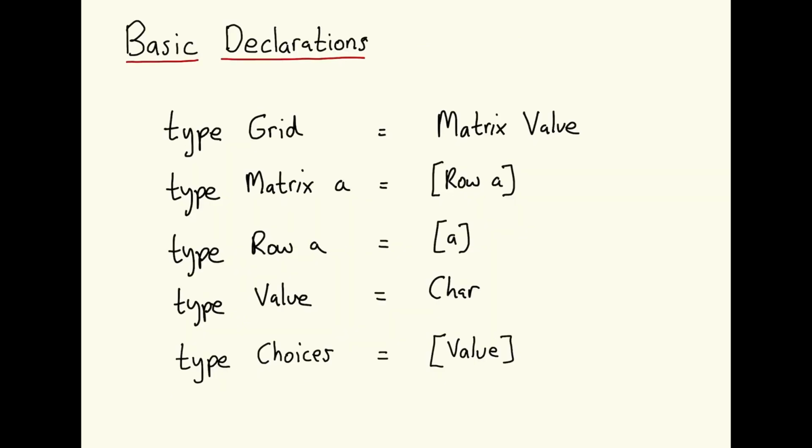So here are our basic declarations, because as usual, we're going to be using these quite a lot today. Just a quick refresher: a Sudoku grid is a matrix of values, a matrix of things is a list of rows of things, a row is simply a list, a value is a character, and choices is simply a list of values. So make sure you're all familiar with these basic data type declarations.